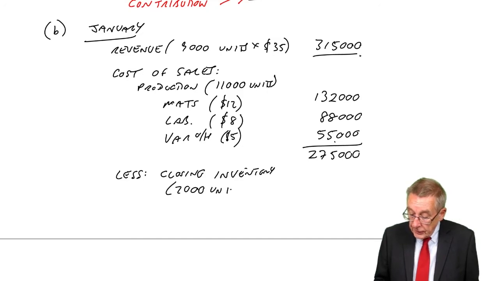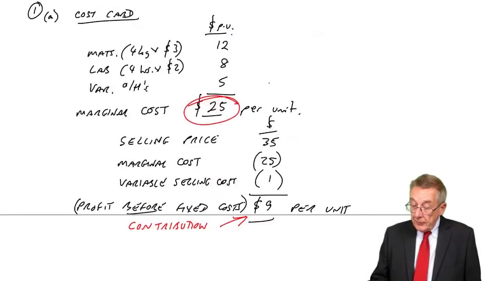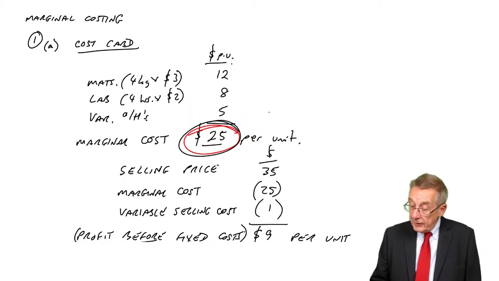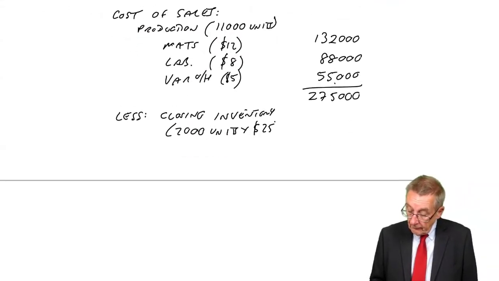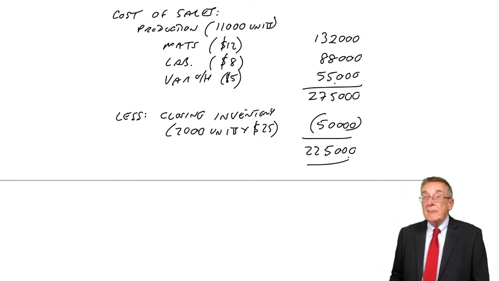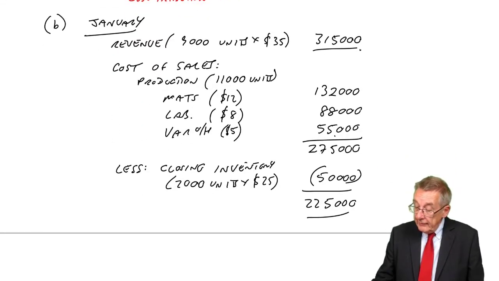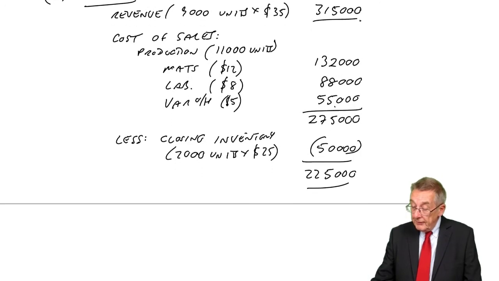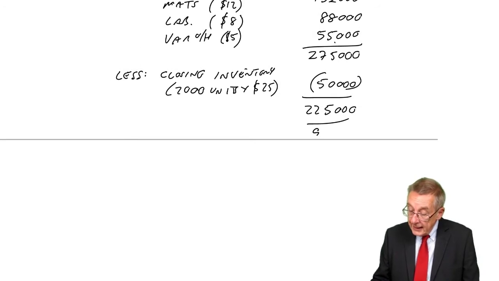$2,000 units left in inventory. And because we're using marginal costing, the cost per unit from the cost card is $25. So 2,025 is 50,000, giving a cost of goods sold of 225,000. Now, the revenue, remember, 315, the cost of sales, 225. So a profit so far of the difference of 90,000.